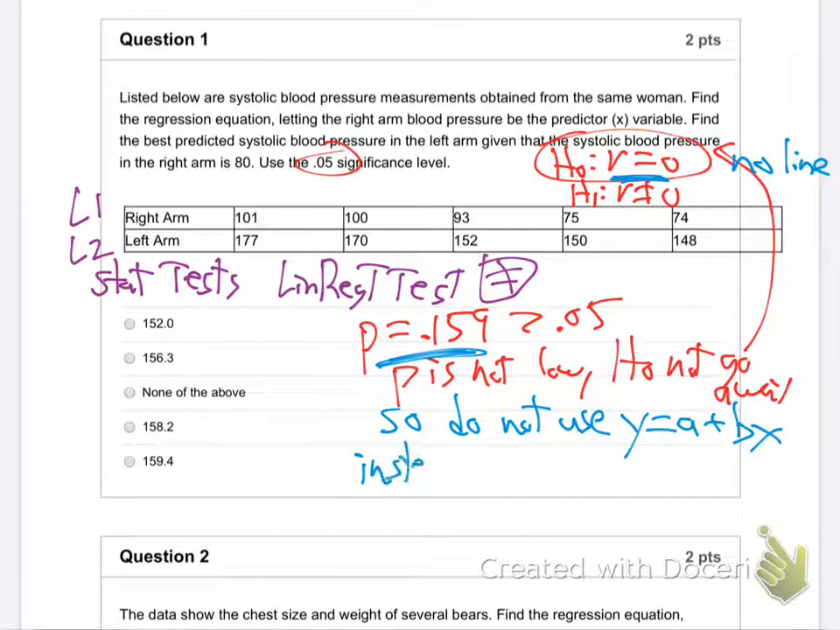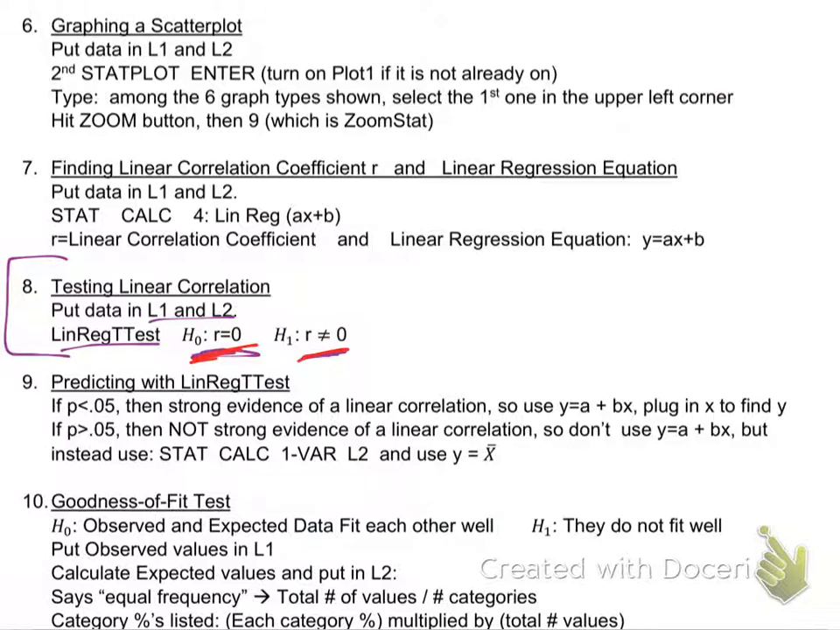So, do not use y equals a plus bx. Instead, well then what are we going to do? Instead, if you look at your notes right here, here it is. We're really on number 9, even though 8 was a good beginning. Number 9 is really where you're at on your exam 4 notes.